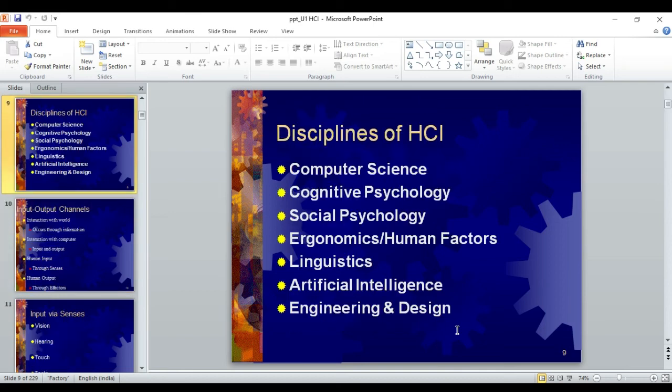Next are the disciplines of HCI. These are the various disciplines to which we can apply human computer interaction. The first one is computer science, then cognitive psychology, social psychology, ergonomics or human factors, linguistics, artificial intelligence, and engineering and design. These are the various disciplines where we are going to apply the HCI techniques.